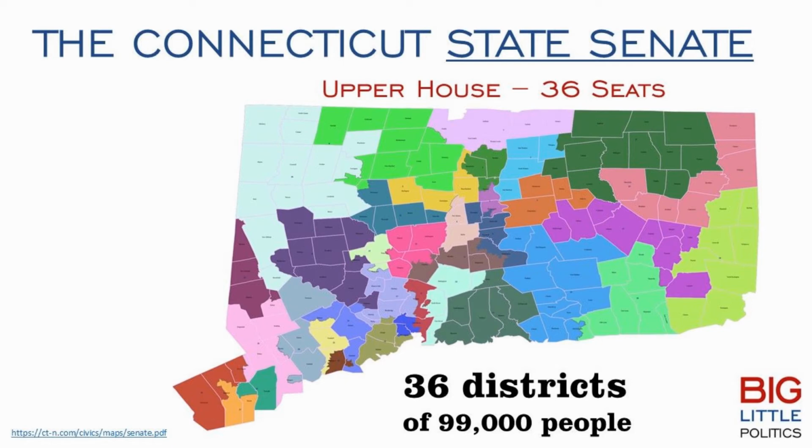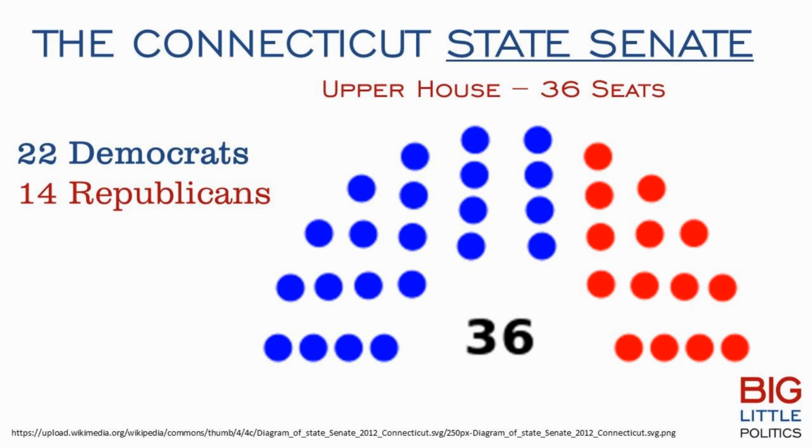The districts are going to be combinations of a few towns for the most part. Some are really big if the towns are not very densely populated, like over here on the sides. And then in the middle, you see where there are a lot of cities, around Hartford, around New Haven, around Bridgeport. There are some really tiny districts just because 100,000 people doesn't really go very far. And again, here we can just see the breakdown. 22 Democrats, 14 Republicans. To pass something, usually you'll need a simple majority, which is just over half.